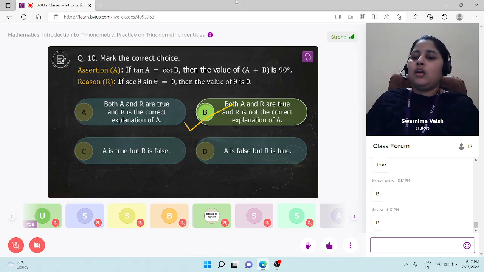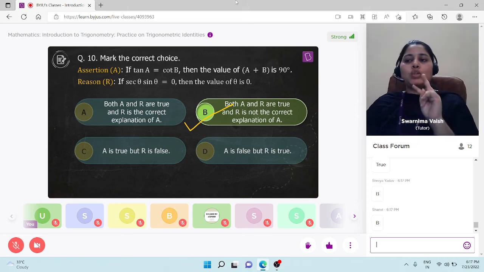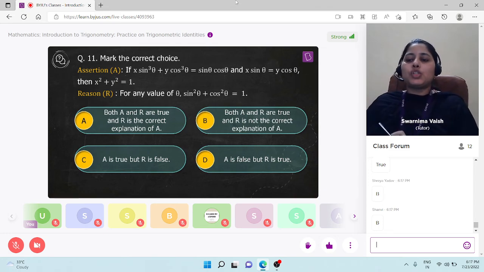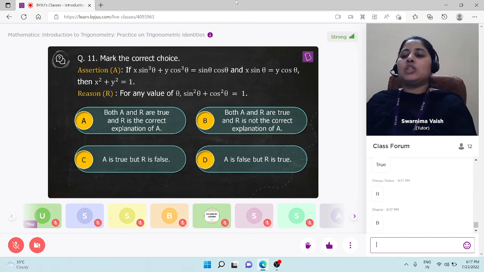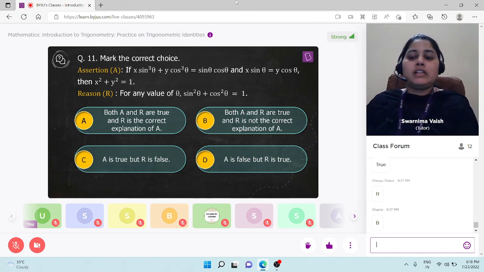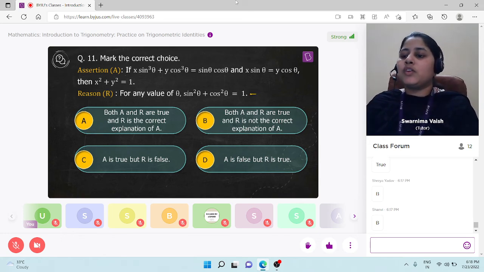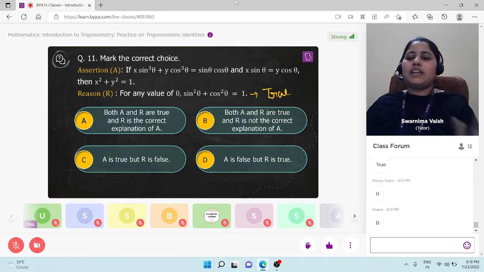Okay, so students, in the next question, again two statements are given to us. If x sine cube theta plus y cos cube theta is equal to sine theta into cos theta, and x sine theta is equal to y cos theta, then x square plus y square is equal to 1. We have to solve this to check whether it is true or not. The reason is given as: for any value of theta, sine square theta plus cos square theta is equal to 1. This one is true, because it is the first identity.